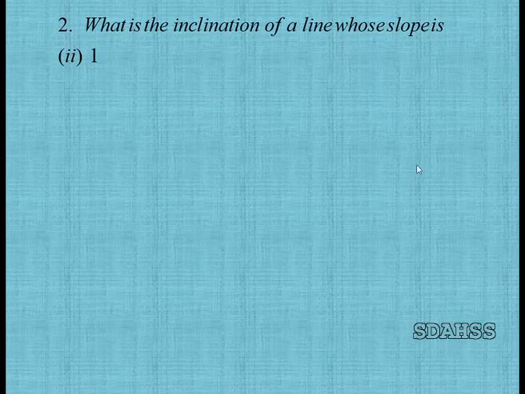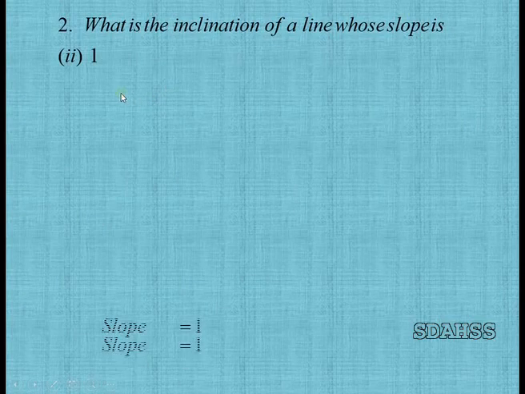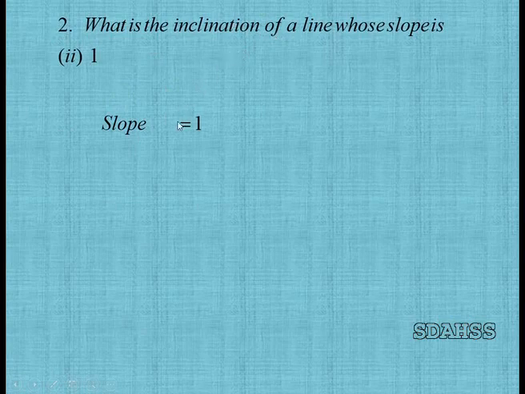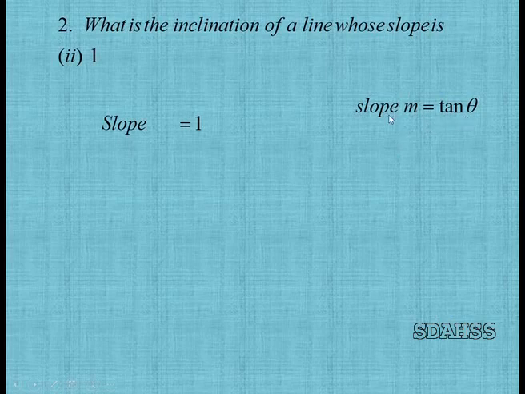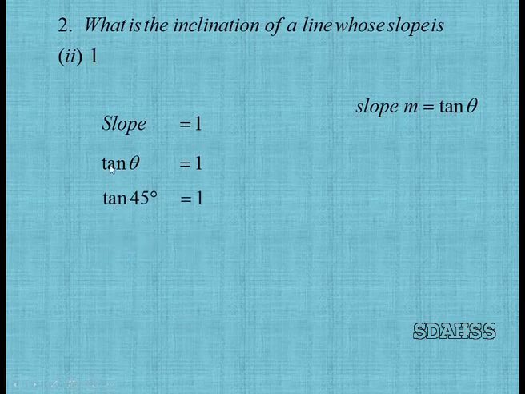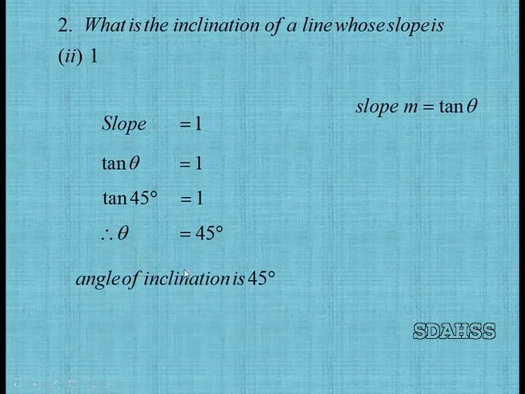2. What is the inclination of a line whose slope is 1? Here slope is given. Slope is equal to 1. We want to find the inclination. Inclination means theta. We know that slope is equal to tan theta, m is equal to tan theta. Substitute m is equal to 1 in the formula. So tan theta is equal to 1. We know that tan 45 is 1. So theta is equal to 45 degree. So the angle of inclination is 45 degree.